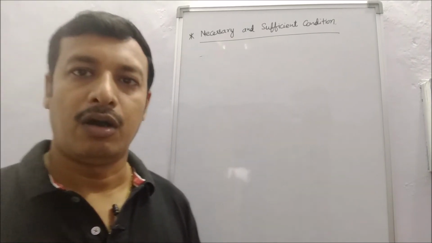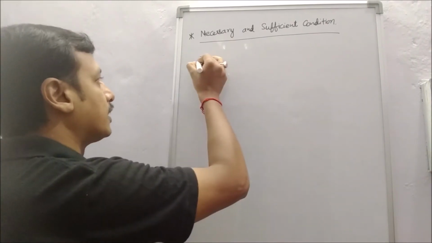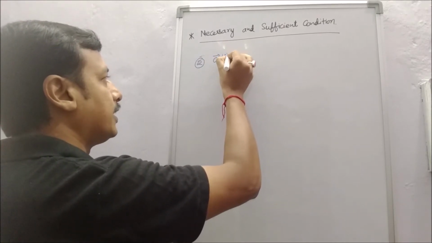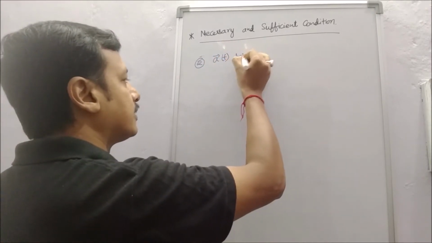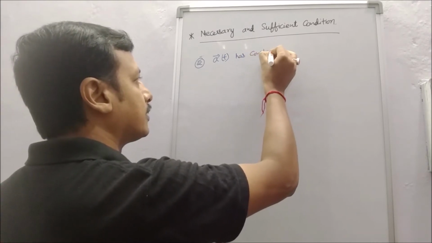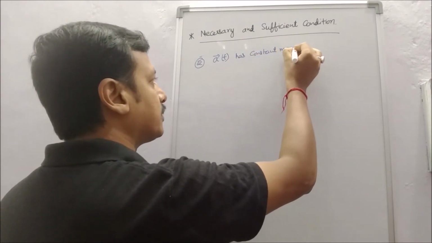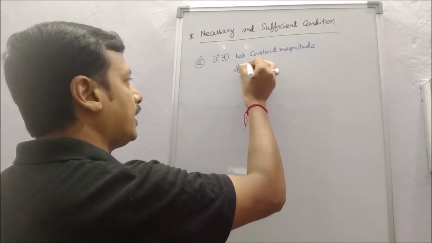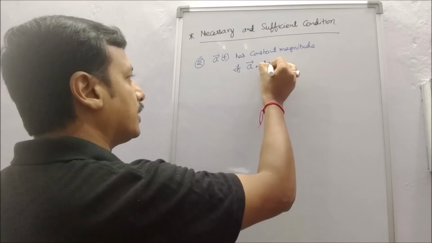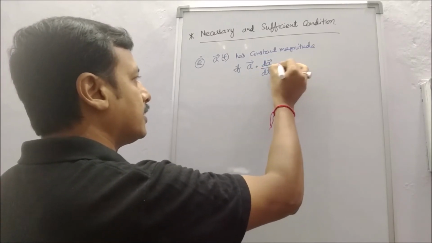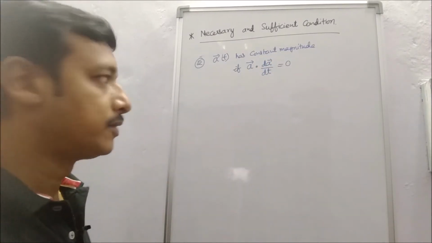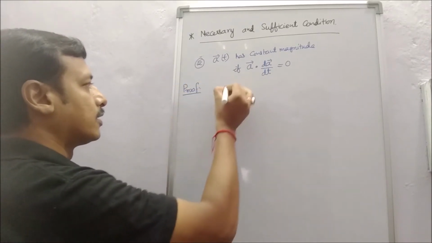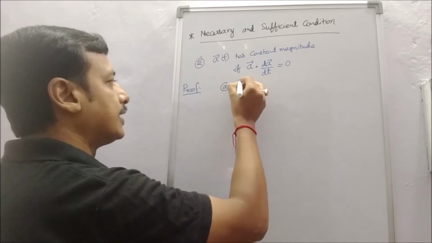The second property of vector function is that vector A(t) has constant magnitude if A dot dA/dt is equal to 0. So, proof. Number A, necessary condition.